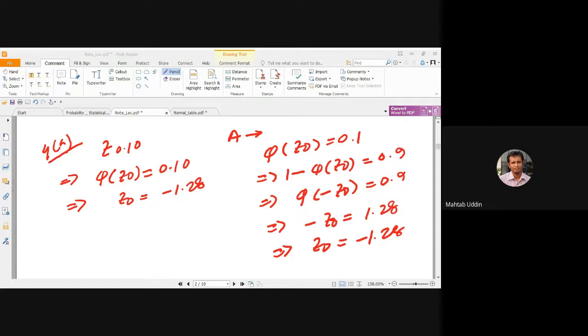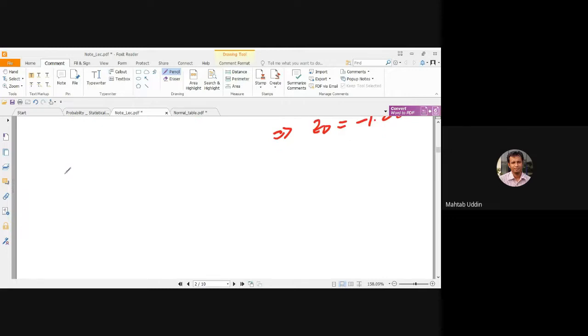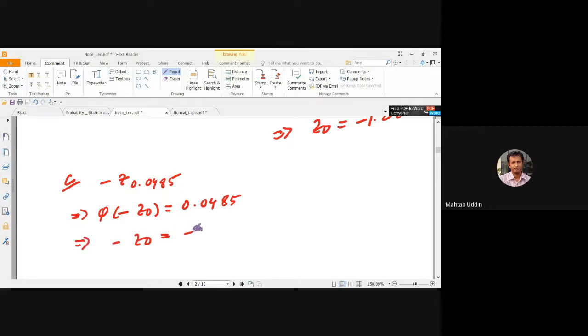Then see. C is given: you have to find minus z naught as 0.0485. Then we can write phi of minus z naught is equal to 0.0485. From the negative table, you can find minus z naught is equal to minus 1.66. You can check from the table. So what is z naught?